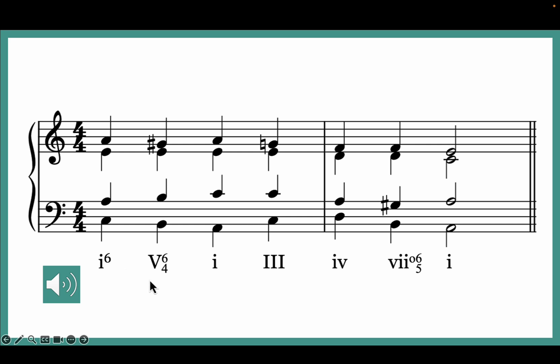And again, just to note, we have a special type of 6/4 here. We had a passing 6/4 on the previous slide where we went from 1, 5, 6, 4 to 1, 6. In this case, we have the opposite, where we're going 1, 6, 5, 6, 4 to 1.